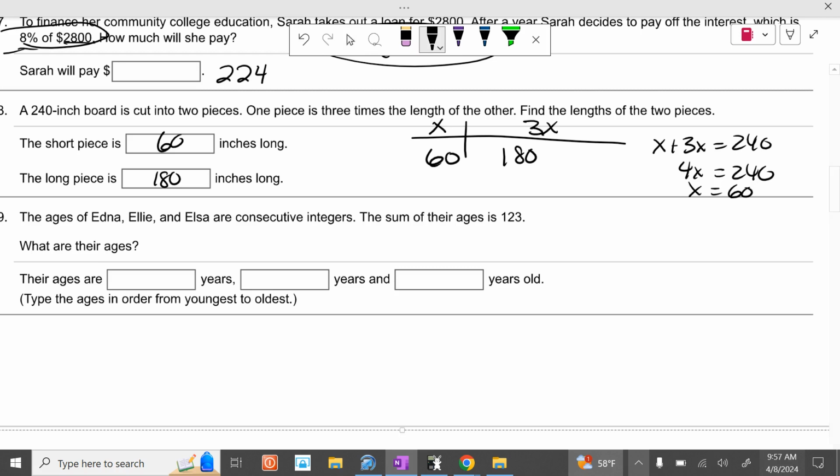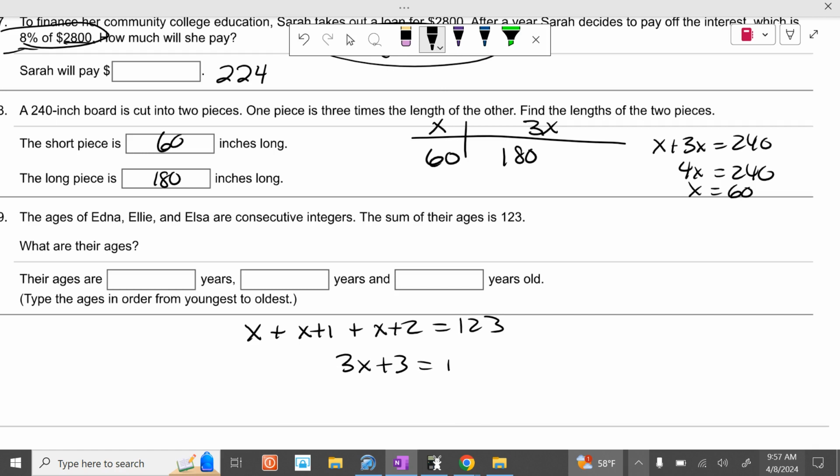All right. If you would have watched the video, you might have seen the formula. Edna, Ellie, and Elsa are consecutive integers. The sum of their ages is 123. So if one is x, the next one is x plus 1, and the next one is x plus 2. So how many x's do I have on the left? So 3x plus 3 equals 123. Subtract 3. 3x equals 120. X equals 40. So the first one is 40, the next one's 41, and the next one's 42.